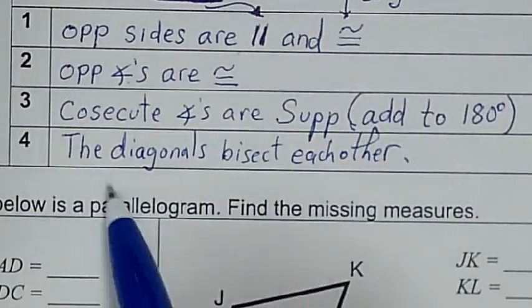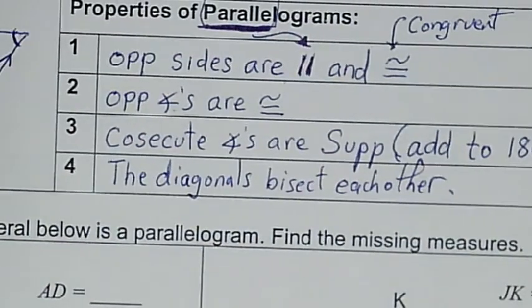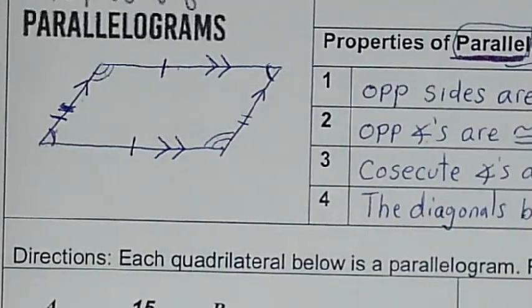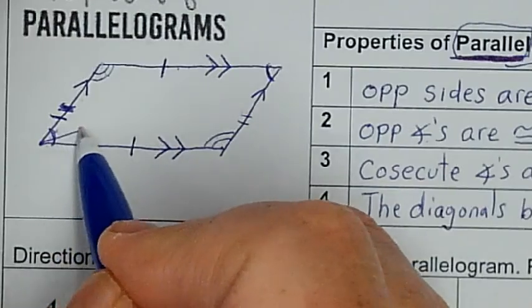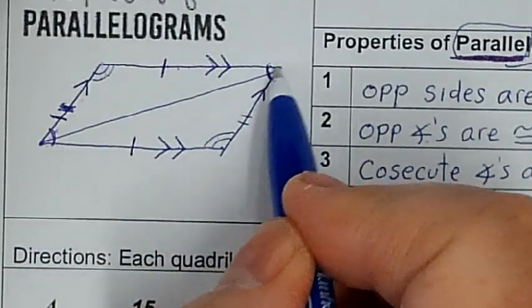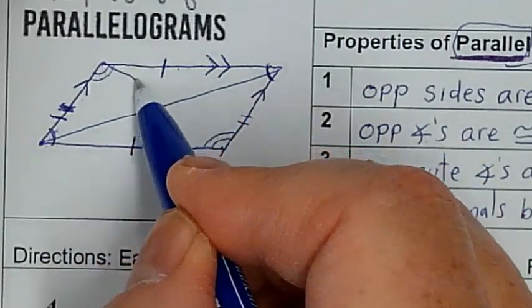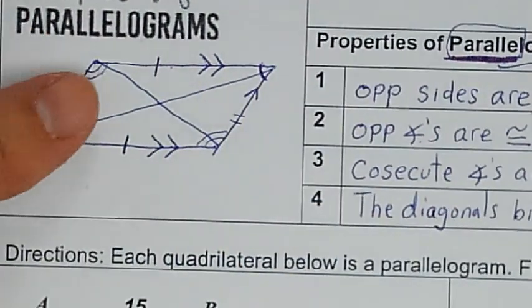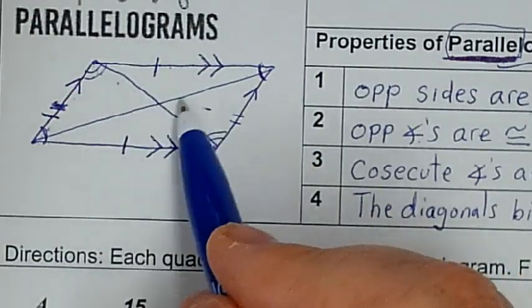Let me explain something about the diagonals. A diagonal of any polygon is a line that connects non-consecutive vertices. Like a diagonal would be a line segment that connects this vertex to the vertex all the way on the opposite side, because they're non-consecutive. Another diagonal would be from this vertex all the way to this vertex. And what I'm telling you is whenever you draw the diagonals of a parallelogram, they bisect each other. They're both cut in half, so that makes this the midpoint of both diagonals.